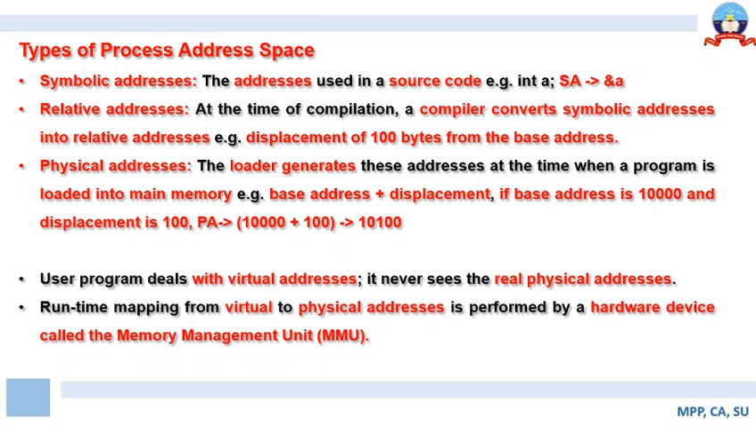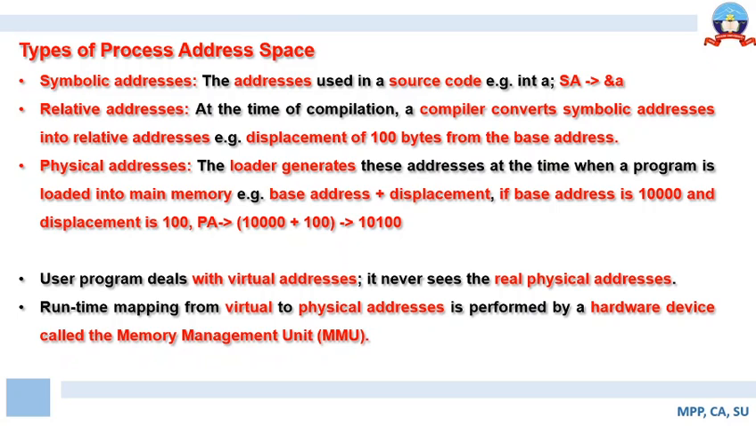Whenever a programmer writes programming code in a mid-level or high-level programming platform, the programmer never sees the real physical address, and is not allowed to work with the physical address. The runtime mapping from virtual to physical address is performed by a hardware device called the memory management unit. The memory management unit is responsible for mapping the virtual address to the physical address in a given computer system. So these are the different types of process address space that may be there in a given computer system.